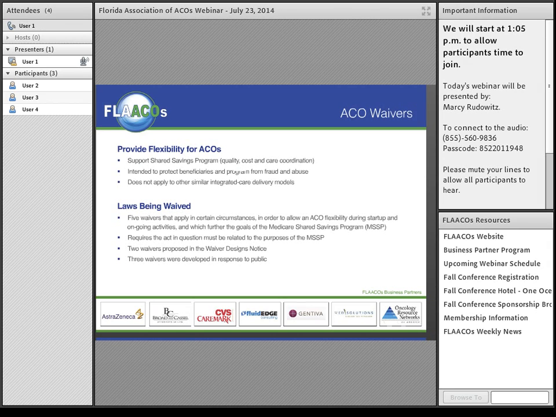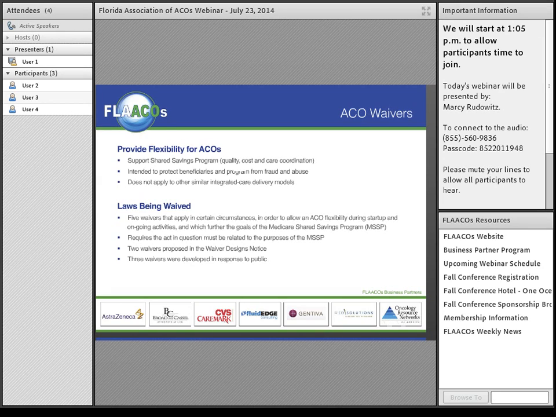When we talk about ACO waivers and the importance for population health management, a lot of times people outside of the industry are hesitant to understand the true meanings because it really breaks down some of those initial barriers, or things that may have not worked in a different integrated health model. But for ACOs, the waivers provide flexibility. These waivers include and support the Shared Savings Program and really are there to protect those beneficiaries, programs, providers, and groups from any abuse or fraud.